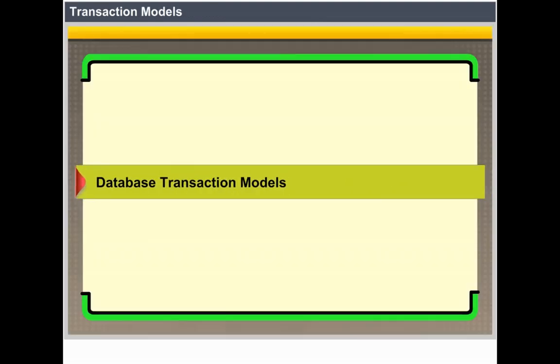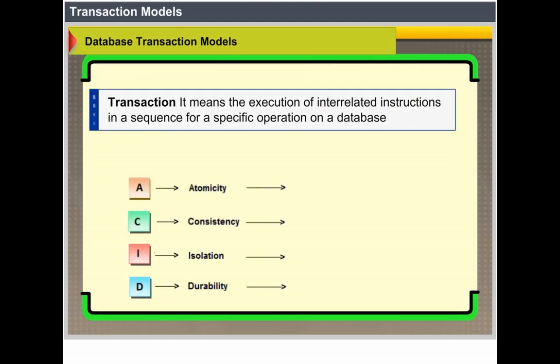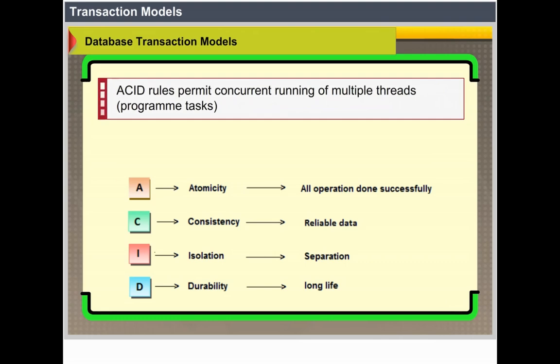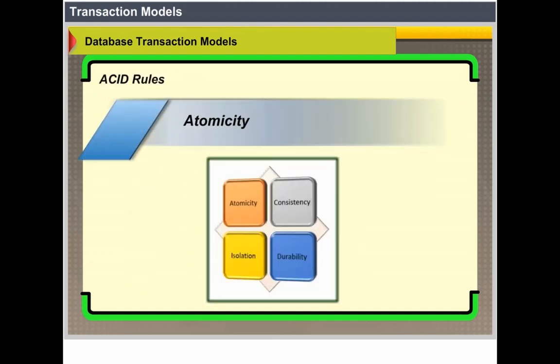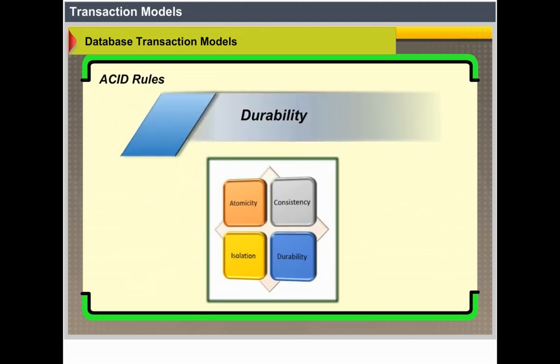Transaction models. Database transaction models. Transaction means execution of interrelated instructions in a sequence for a specific operation on a database. Database transaction models must maintain data integrity and must enforce a set of rules called ACID rules. ACID rules permit concurrent running of multiple threads, program tasks. ACID rules: atomicity, consistency, isolation, durability.